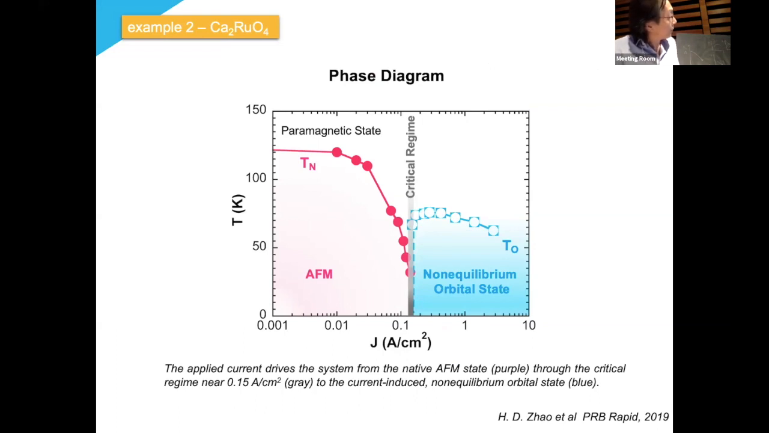What I want to point out is that at the lower current, the native antiferromagnetic order suppresses and vanishes at this critical point, and right after this, there is another order that emerged. The nature of this is still not well understood because this involves a non-equilibrium state. But one thing that is clear, we do not see the diamagnetic response that was reported earlier by the Japanese group.